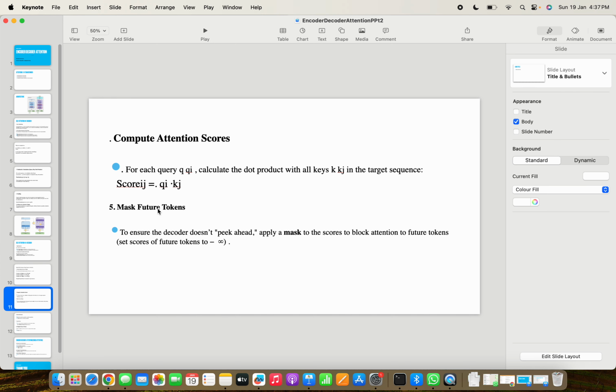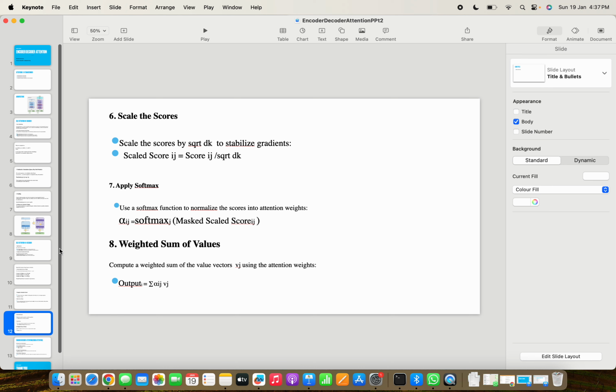Compute the attention scores. Then we are calculating the attention score eij as the dot product of query and key. Okay. Then we mask future tokens to ensure that the decoder does not peek ahead, so that it should not have values out of range, and so we have to apply a mask to the scores to block the attention to future tokens. Okay, set the scores of the future tokens to negative infinity.